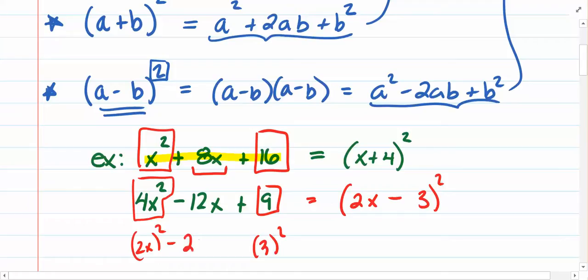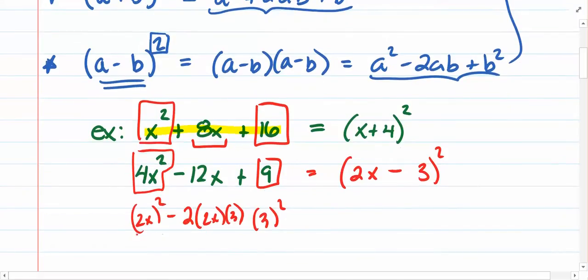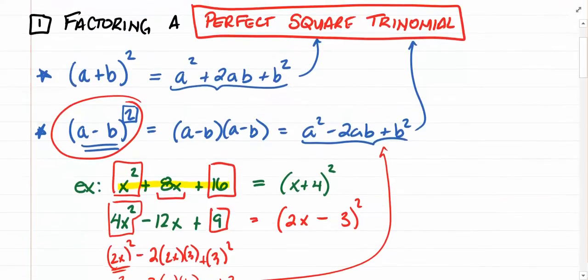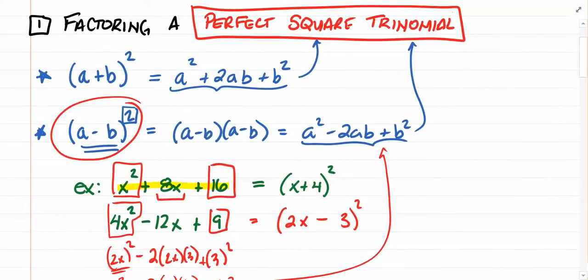This is minus 2 times the first term, which is 2x, times the last term, 3. So look, it has the form of this right here: a squared minus 2 times a times b plus b squared. So I recognize that it is a perfect square trinomial, and it will always factor to a minus b quantity squared. So this is what we're doing: we're just recognizing special cases, and the first special case is called a perfect square trinomial.